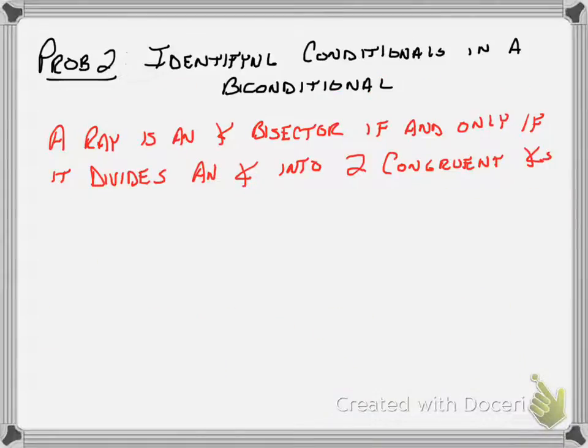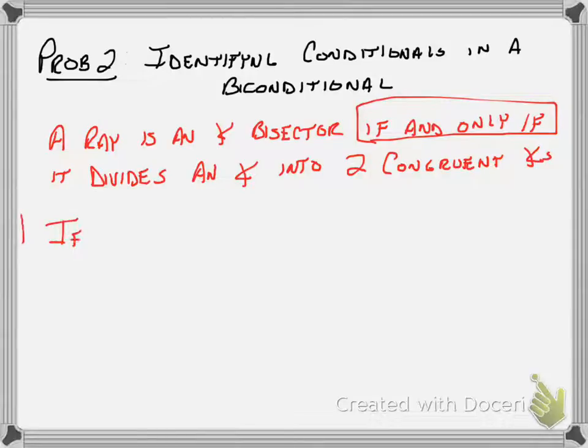Problem 2 is identifying conditionals in a biconditional. So you're kind of going backwards here. So again, I'm going to take a look at the word if and only if. That's kind of my break point. It says a ray is an angle bisector if and only if it divides an angle into two congruent angles. Now that's pretty much breaking it up into two conditional statements, or a hypothesis and a conclusion if you want to look at it that way.